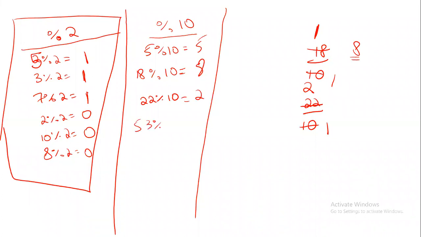53 mod 10 I would like to do. What we have to do now? 53 divided by 10 I have to do. 10 ones are 10, 10 fives are 50. How many more is remaining from 50 to 53? 3 more is remaining. So I'll write here 3.